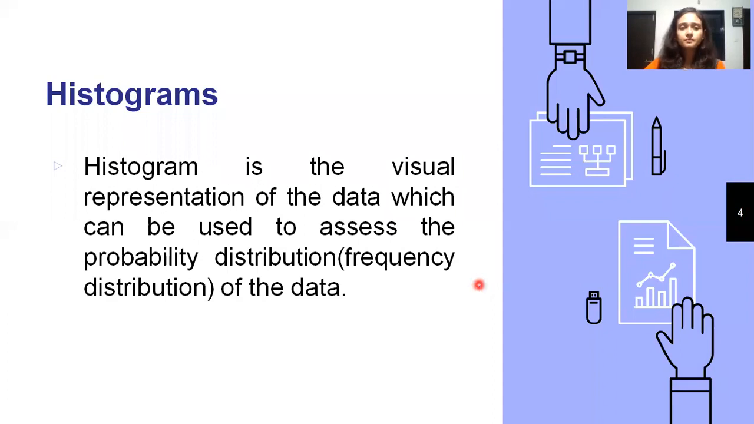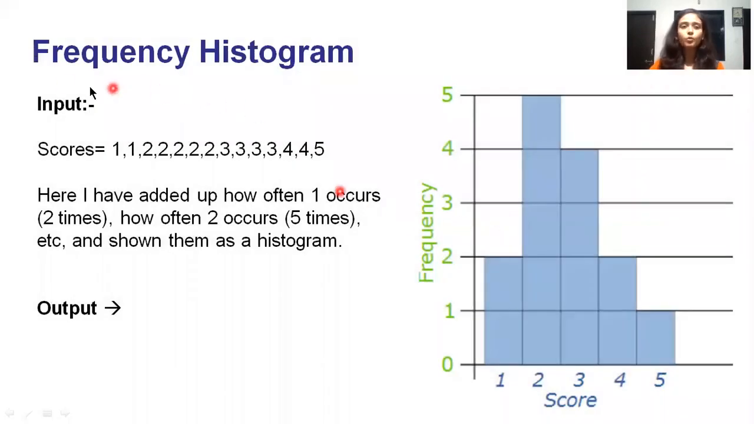Now next we will see what histograms are. This is the definition of a histogram: it is a visual representation of the data which can be used to assess the probability distribution, or we can say the frequency distribution, of the data. Let's understand the histogram with an example. Here I have a frequency histogram. In the input I have scores, and my observations are like this. This is my list of observations.